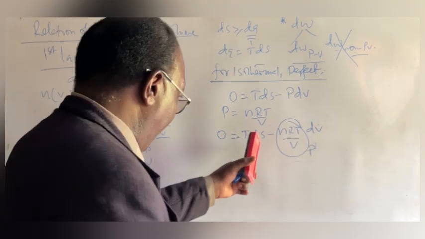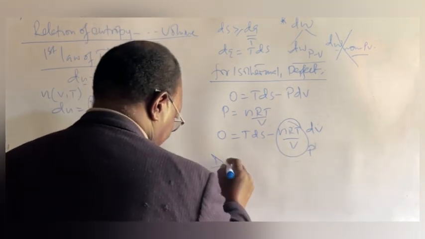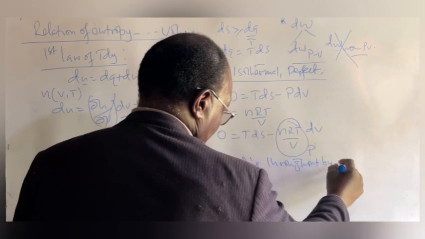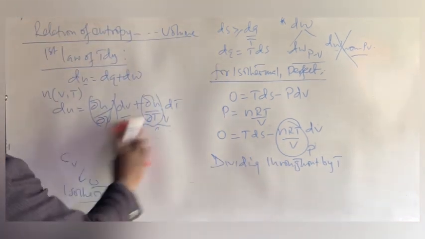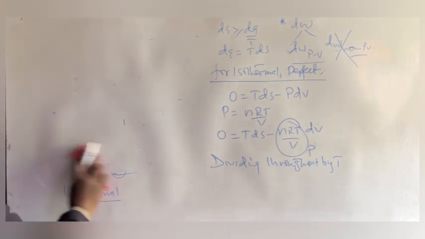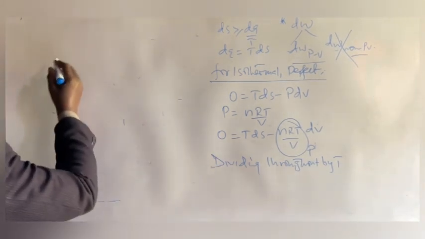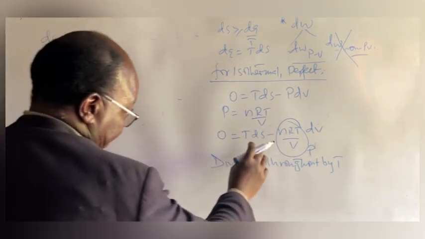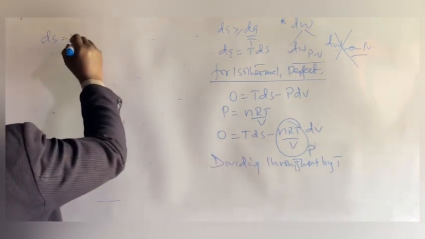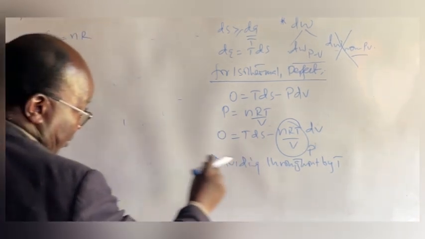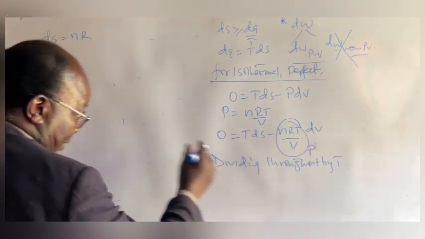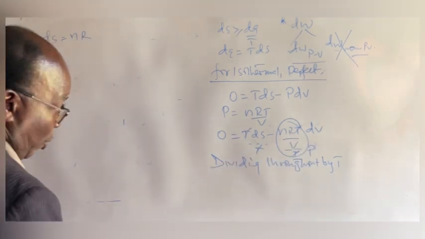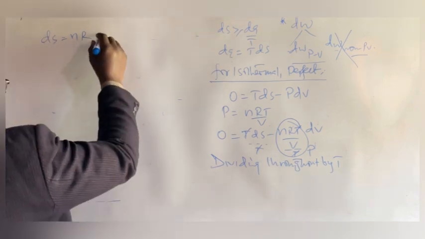And so, we can divide throughout by T. We now obtain the expression: because we have divided throughout by T, so that we have divided by T here, divided by T here, these T's cancel out, so we have dS is equal to nR dV over V.